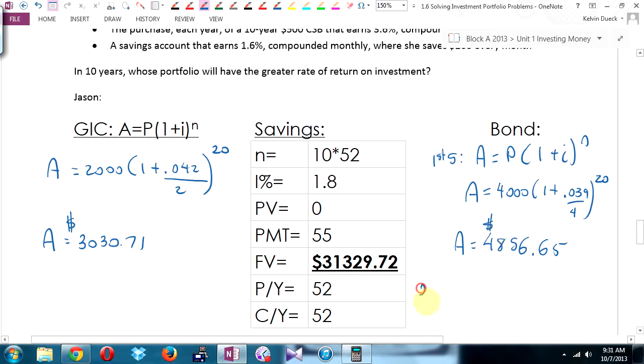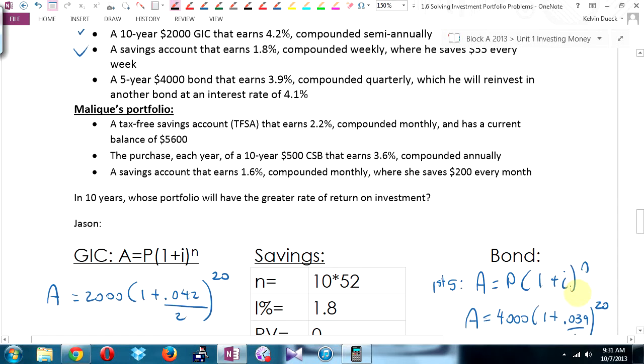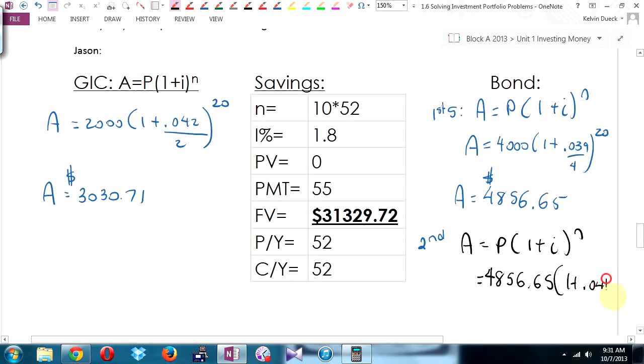Now he's going to do it for the second 5 years. It's still going to be A equals P bracket 1 plus little i to the n. Well, I do know that it's going to be $4,856.65 because he's reinvesting his initial amount. 1 plus, what's the interest rate? 0.041. Is it quarterly? Yeah, also quarterly. The question isn't clear, but we'll assume it is.